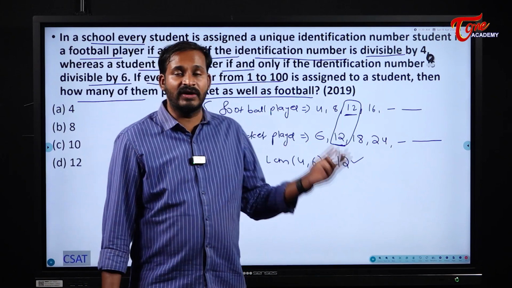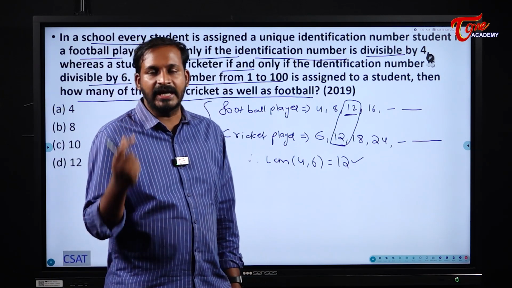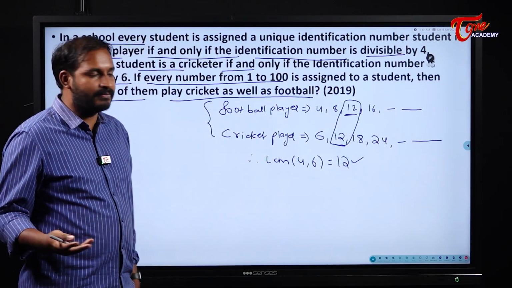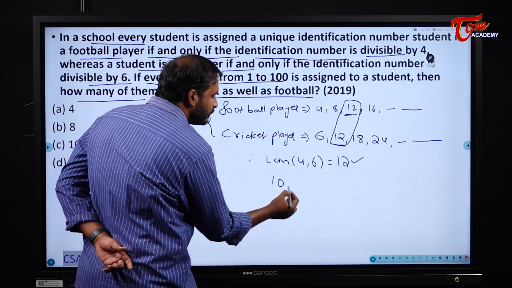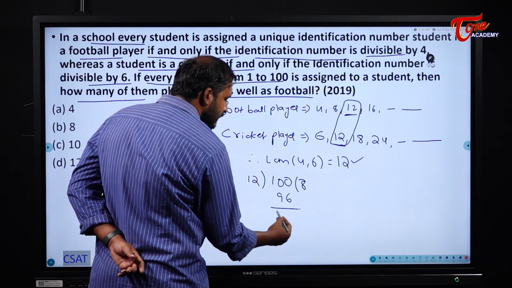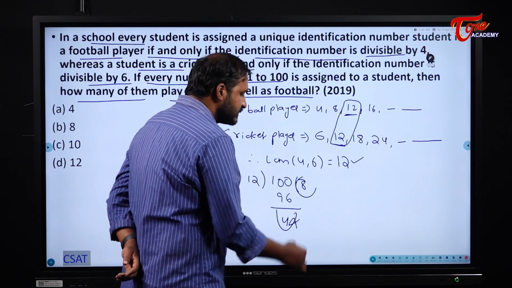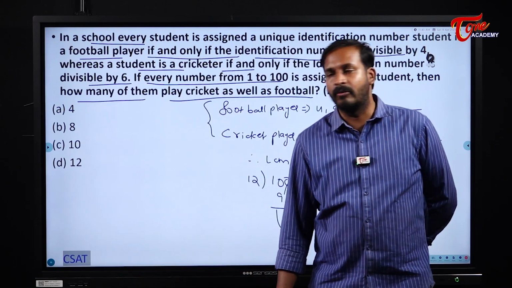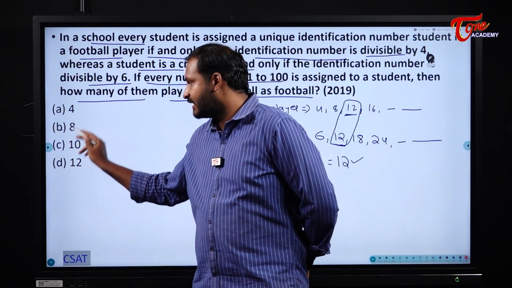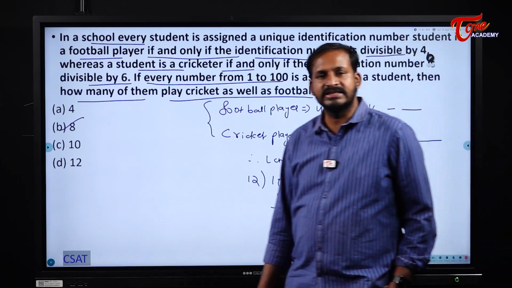Now like this, we need to find up to 100. Already I told you, if you want to find how many times it will occur in a range, or how many players there are, in this case up to 100 it is very simple. Divide 100 by 12. 12 8s are 96 and you will be left with remainder 4. We will not bother about this remainder. We will only concentrate on this quotient. So how many players can play both football as well as cricket? Here we have 8 students who will play both.